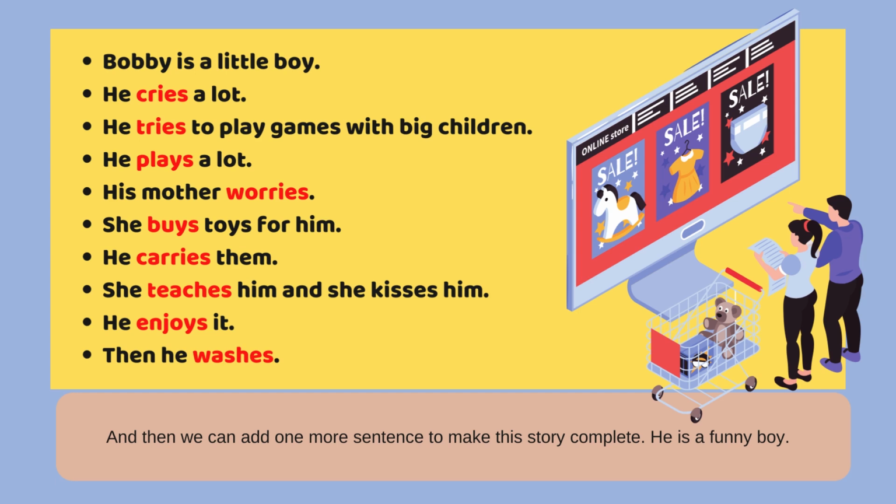Bobby is a little boy. He cries a lot. He tries to play games with big children. He plays a lot. His mother worries. She buys toys for him. He carries them. She teaches him and she kisses him. He enjoys it, then he washes. And then we can add one more sentence to make this story complete. He is a funny boy.